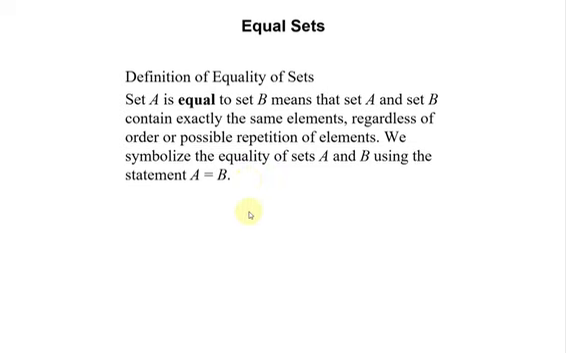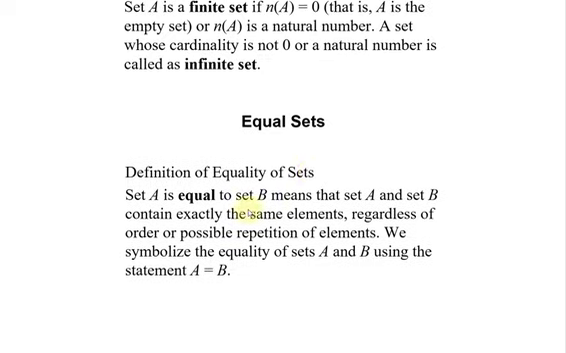Equal sets. This is the last definition. Set A and set B are equal means that set A and set B contain exactly the same elements. The order does not matter as long as they have the same elements. And we use the statement A = B to represent that set A and set B are equal.